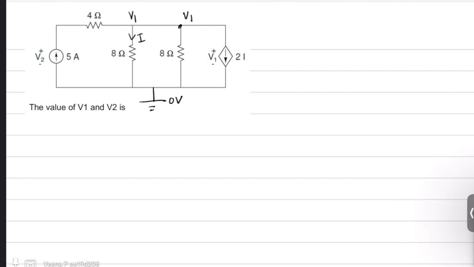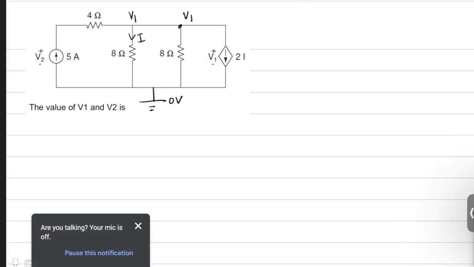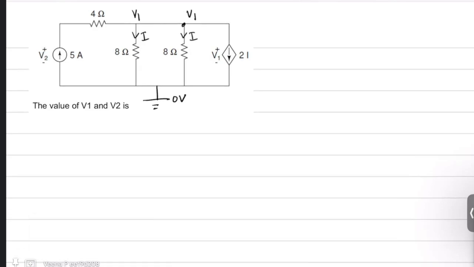Now we know that both these 8 ohms are connected in parallel. That means the voltage across them is the same. And the current through one 8 ohm is known, which is I. So the current through this 8 ohm is also I. And this is I, and this current is 2I.